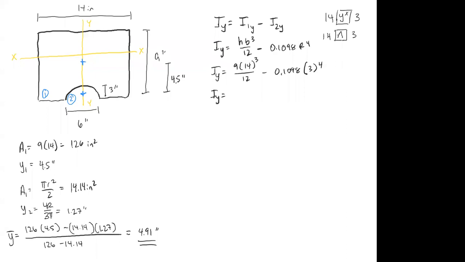And I got 2049.1 inches to the fourth. Anybody else get that? Yep, 2049.1. So that's the easy one. And then the X. So we're going off the X centroidal axis.